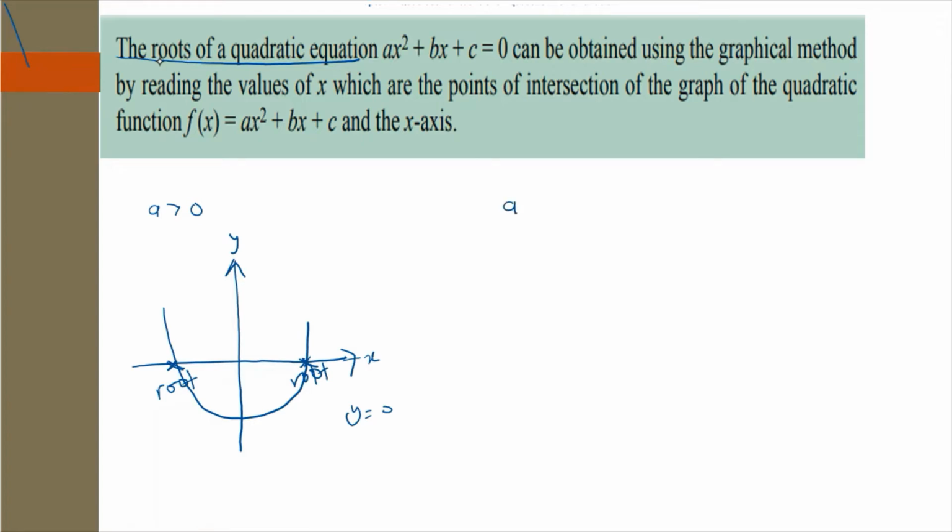When a is less than 0, then we will get a sad face or N shape. So where are the roots? Here are the roots, because this is the intersection point. Okay.